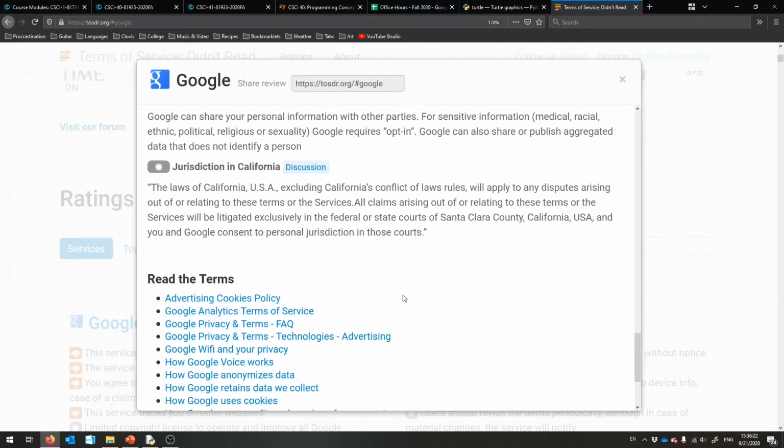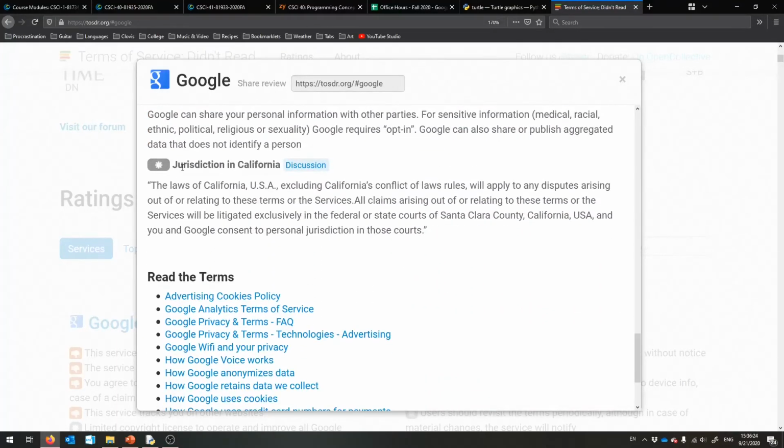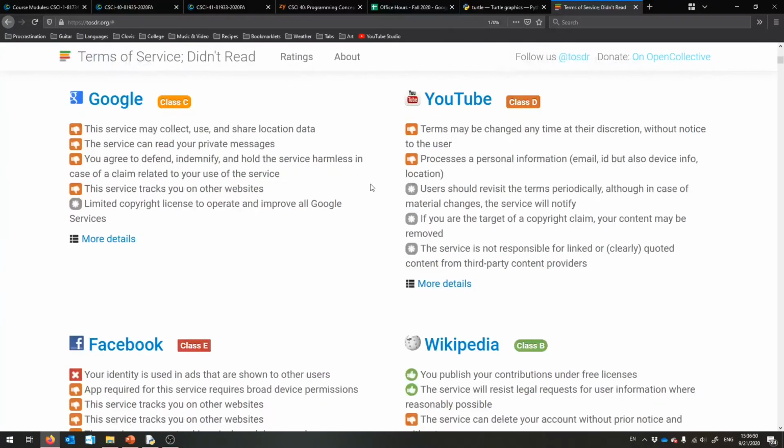Jurisdiction in California. If you are a poli-sci major, perhaps this might be interesting to you. A lot of court cases are thrown out because of venue. Like you live on the East Coast, Google is in California. They're trying to try you in a California court, and maybe that shouldn't apply, but you're agreeing to that applying for you, which is kind of weird. So yeah, that's Google. Let's find another one that's horrible.